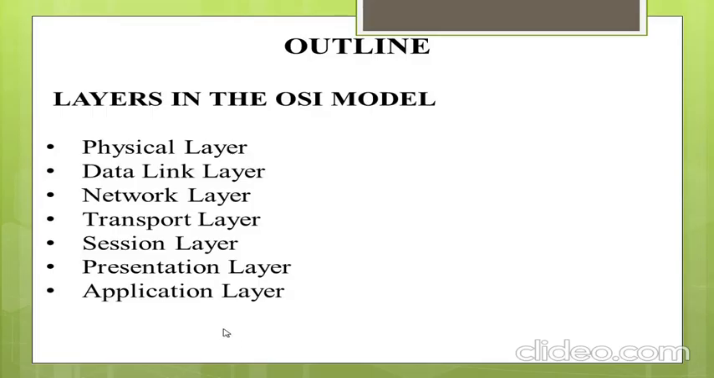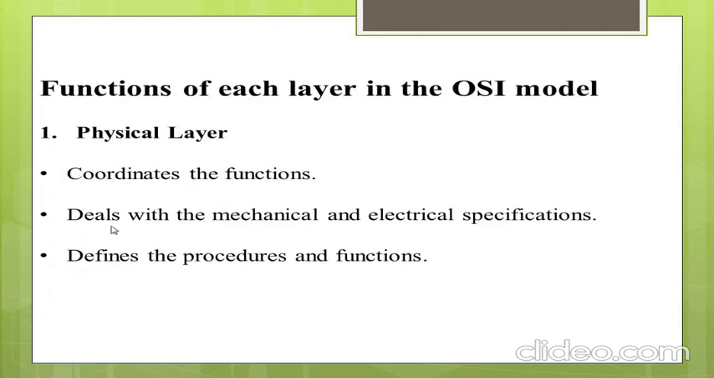So these are the various layers in the OSI model. We have the physical layer, the data link layer, network layer, transport layer, session layer, presentation layer, and the application layer. We'll see all of these layers in detail. The first one is the physical layer.